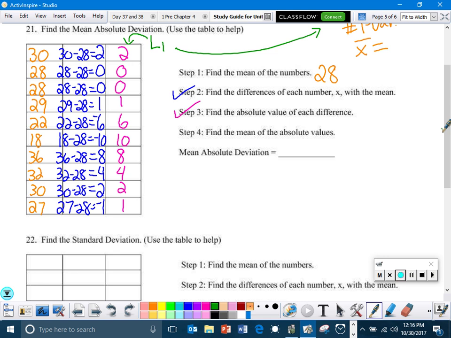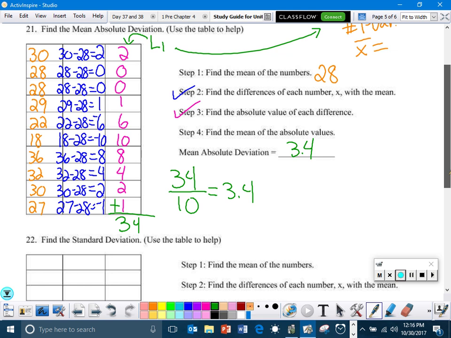So the first thing we're going to do is add all of these numbers up. So 2 plus 0 plus 0 plus 1 plus 6 plus 10 plus 8 plus 4 plus 2 plus 1. That's going to add up to 34. Then we're going to take the 34 and divide it by how many numbers there are. There are 10 of them. And we're going to get 3.4. And that's the answer I'm looking for. So that is the mean absolute deviation.